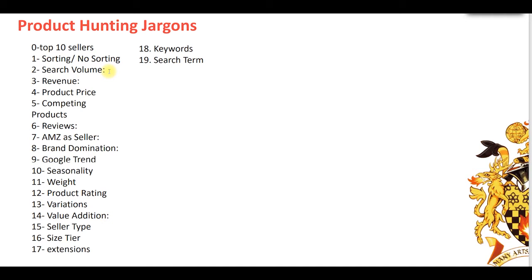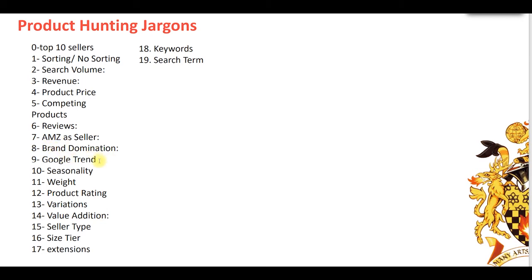What is sorting and no sorting, and why we watch, focus and analyze this thing, why we analyze search volume, what are the reasons to see the revenue of the product. So we will be discussing stepwise all of these: product price, competing products and reviews, and Amazon as a seller, and brand domination, Google trend.